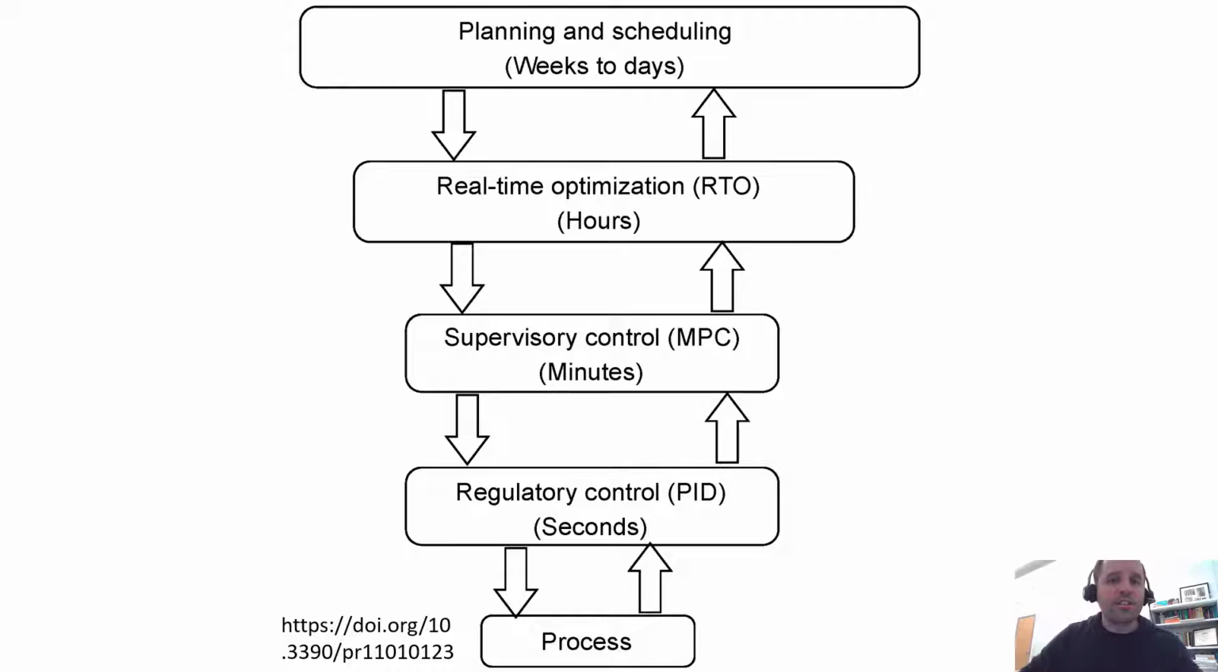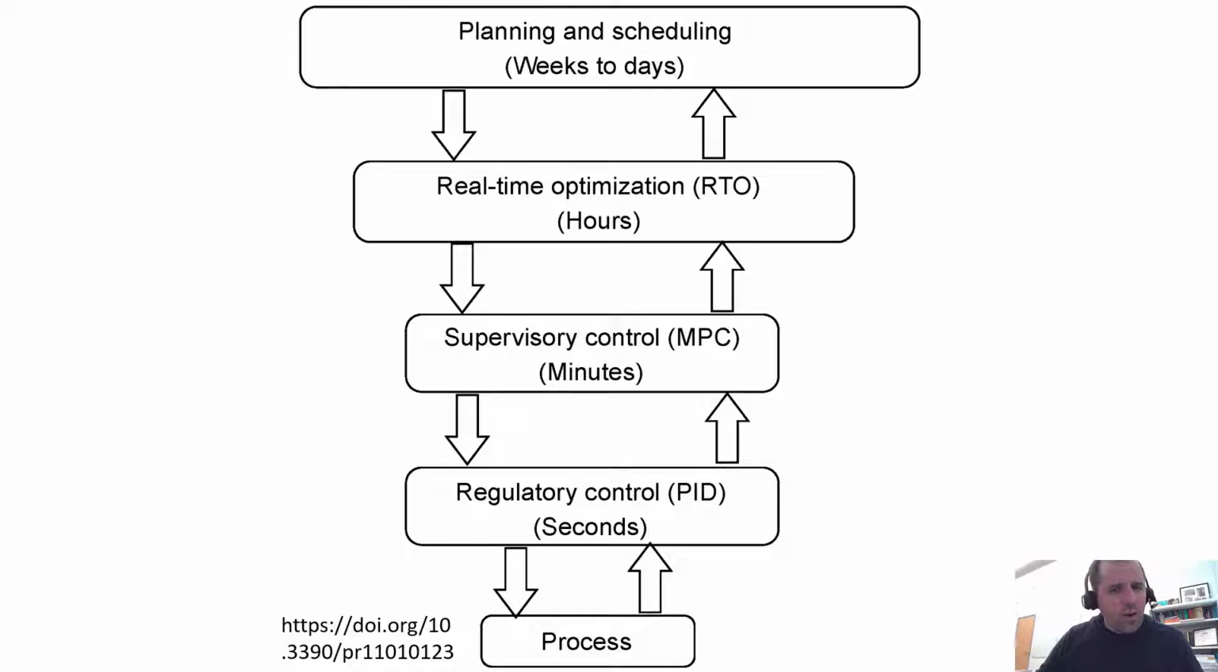And then the upper layer is planning and scheduling. This is where you're looking at supply chains. When are you going to get certain commodities? When do you need to produce your product? These all happen in various time scales. Your PID controllers are typically operating on the order of seconds, whereas MPC is minutes. Real-time optimization may be happening every few hours, and then planning and scheduling is weeks to days.